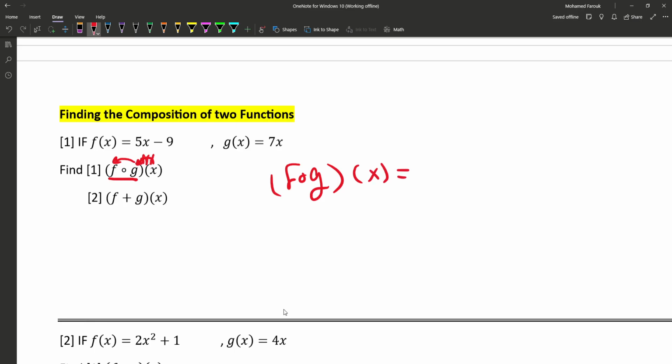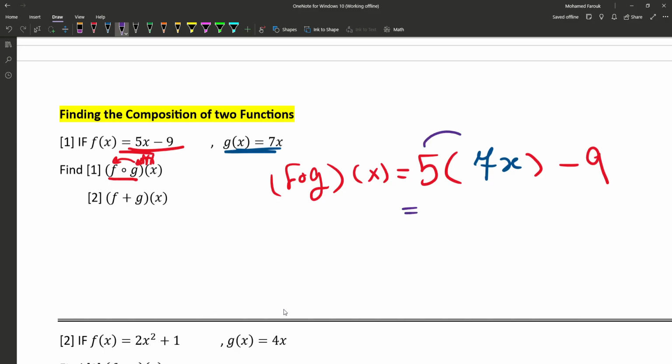Let's start with f. This is f, 5x minus 9, so 5, open a big bracket, minus 9. Inside this bracket, you will plug g, which is 7x. And then what you will do is just simplify it. So 5 times 7 will be 35x minus 9, and here's your solution.